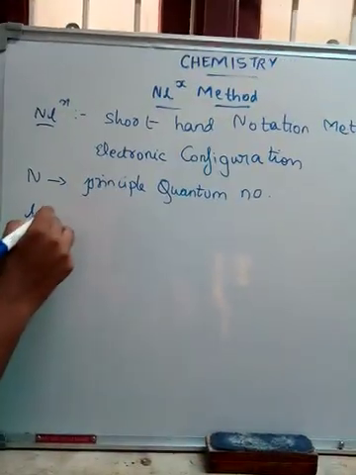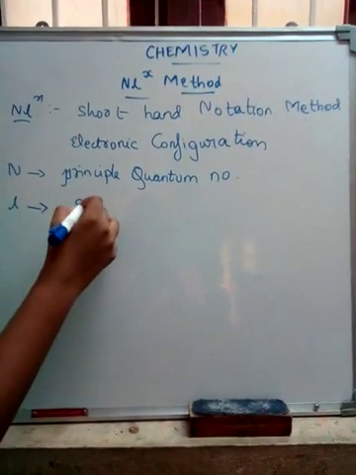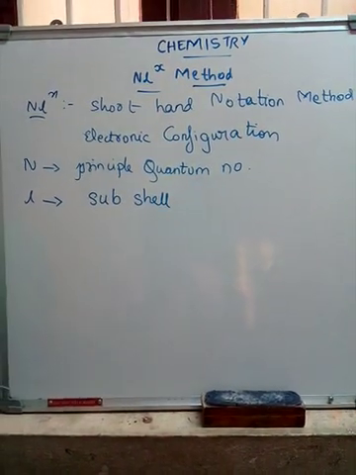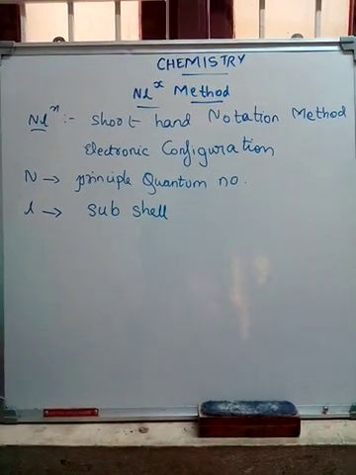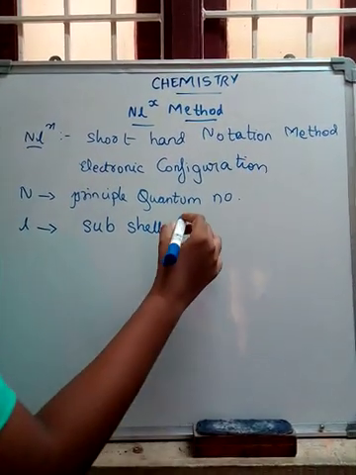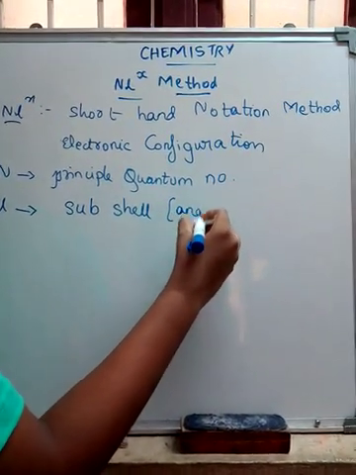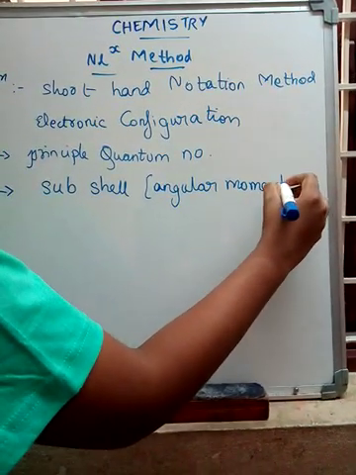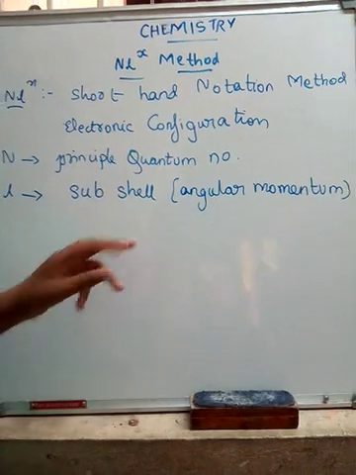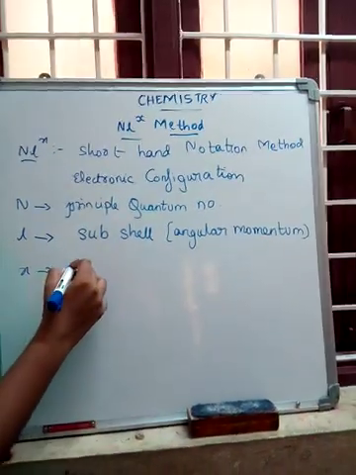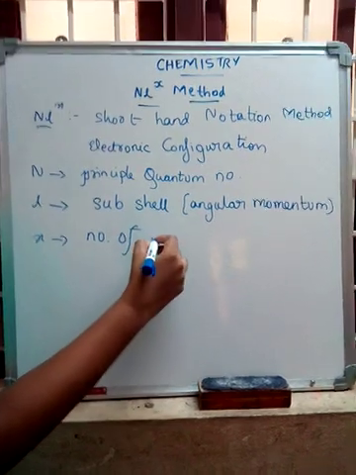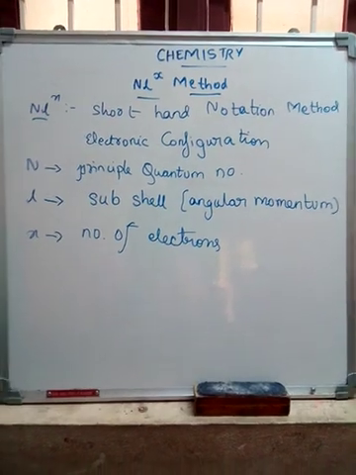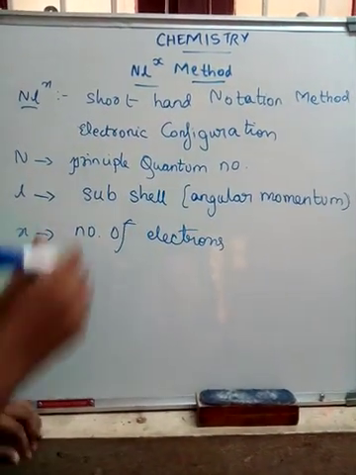Now L indicates the subshell of the electron given to find the electronic configuration. There are actually 4 subshells: S, P, D, F. So here L indicates the subshell or angular momentum. X denotes the number of electrons in a given element.